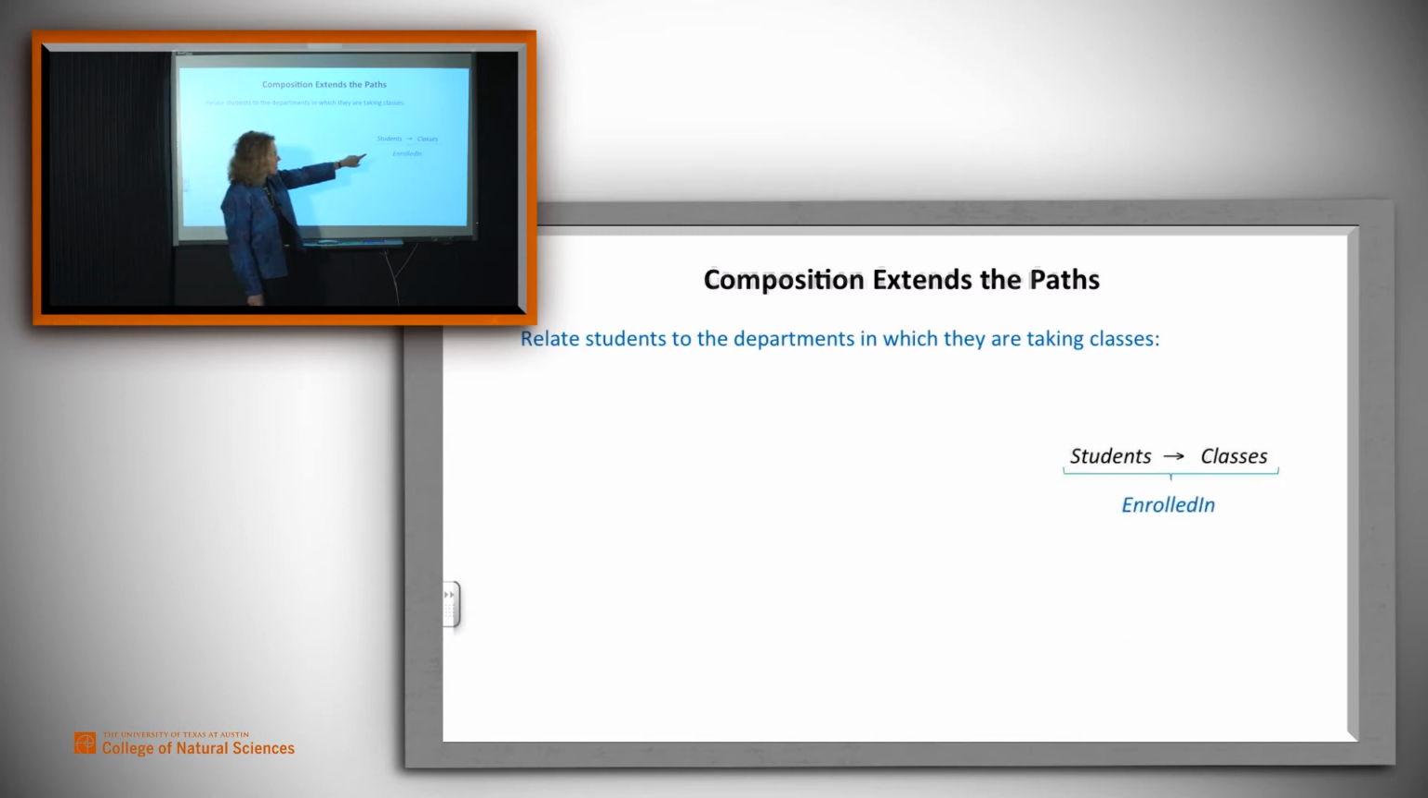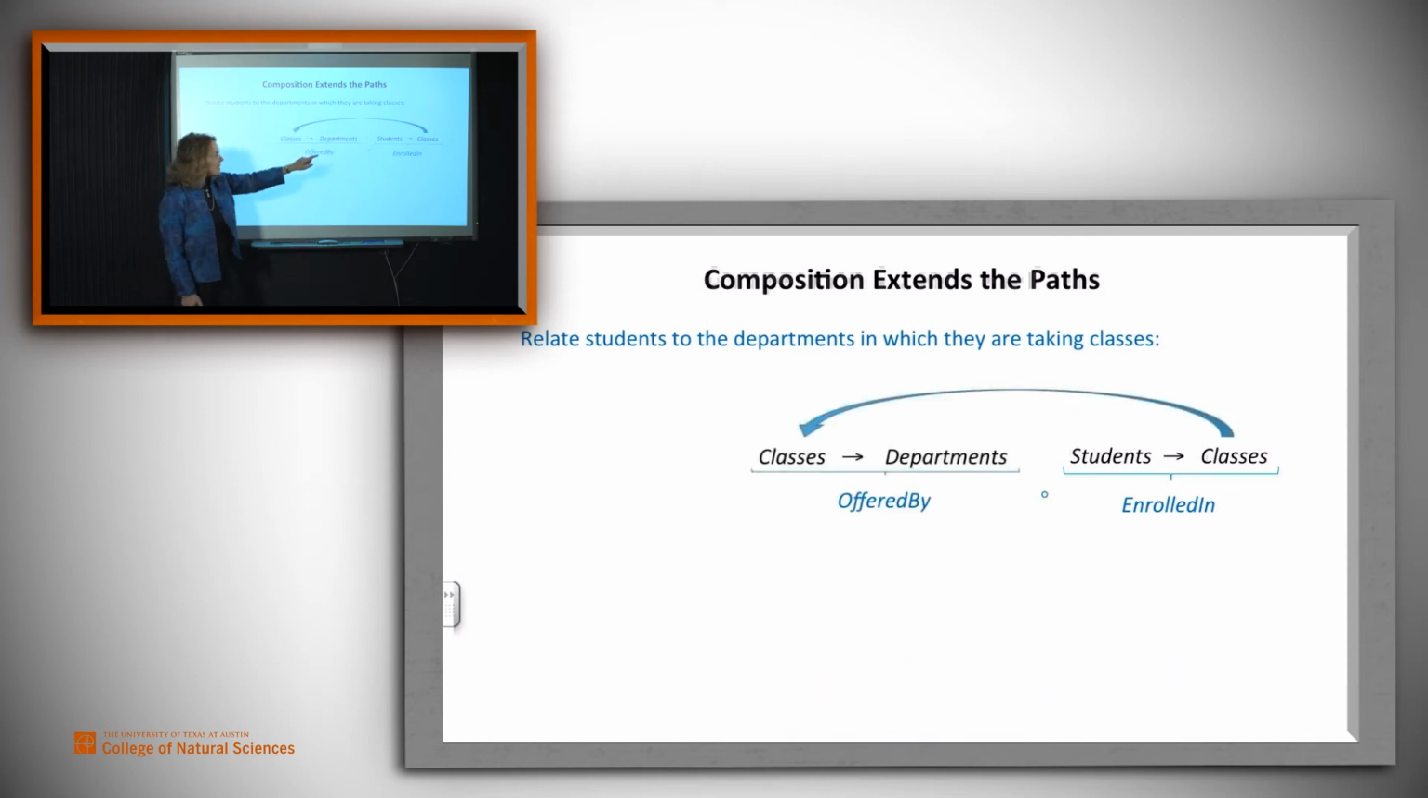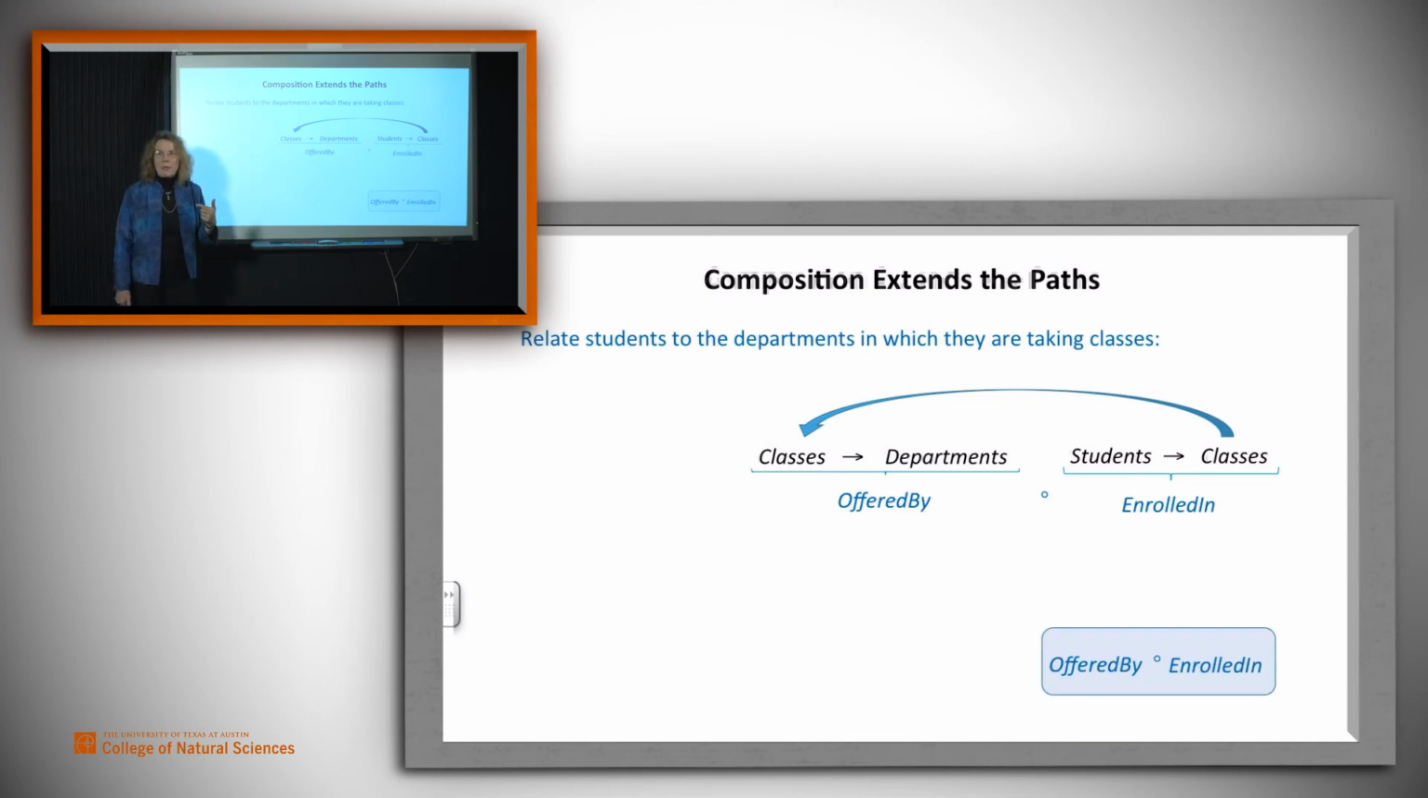We need to start by using enrolled in to map from students to classes. And then we need to go from classes, feed that into offered by to get departments. And we call that process composition. And the only thing that's a little bit strange is that we write it right to left. So instead of simply writing students to classes to departments, which might seem a bit more natural, we're going to write enrolled in, which maps from students to classes. Think of it as coming back here. Now start again. Offered by relates classes to departments. So we write what we need as offered by composed with enrolled in.